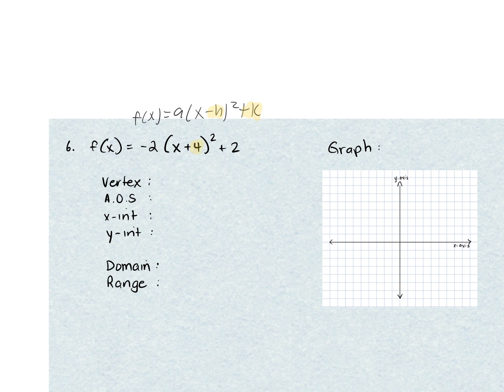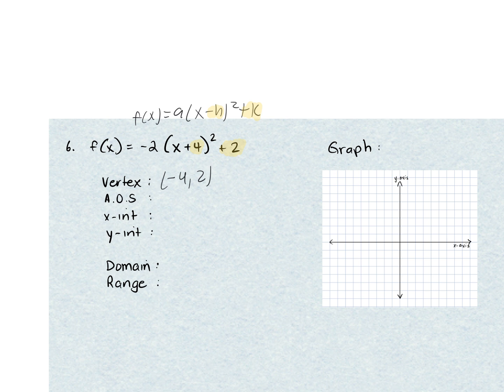In this case, it's going to be the opposite of 4 and positive 2, right? So opposite of 4 is going to be -4, right? And then positive 2. And it's a -4 because on the inside of the parentheses, we have an x plus 4. We can only get an x plus 4 if we plug in a -4 for h, right? Because then we get x minus -4, and that's x plus 4, all right?